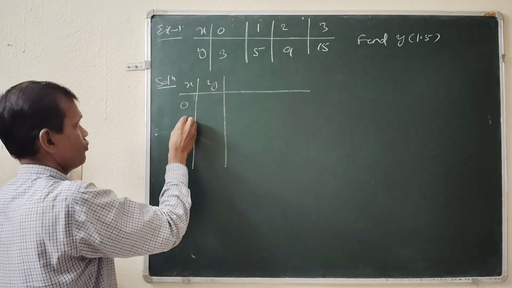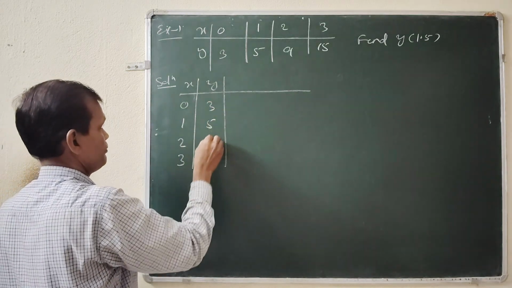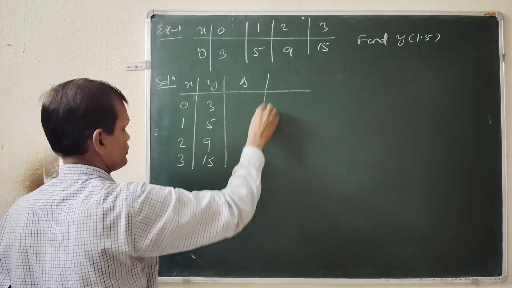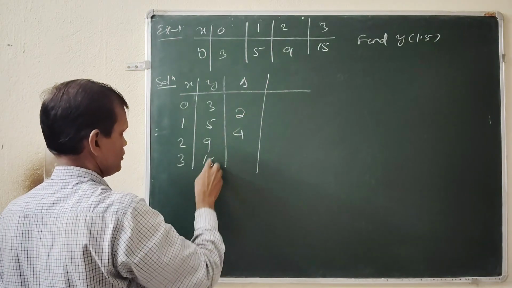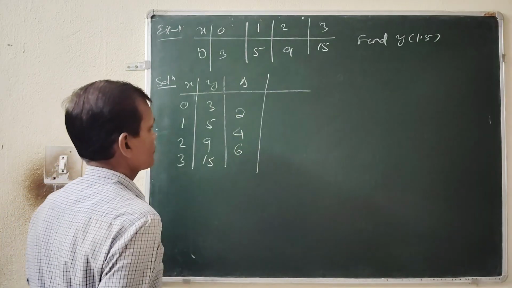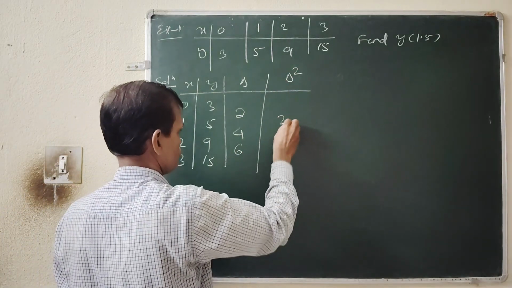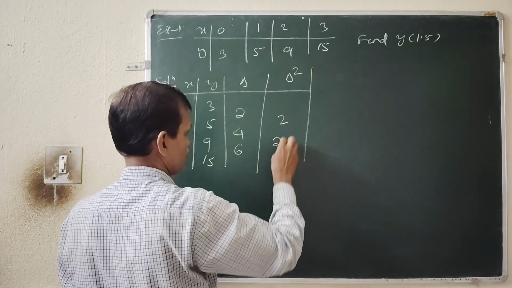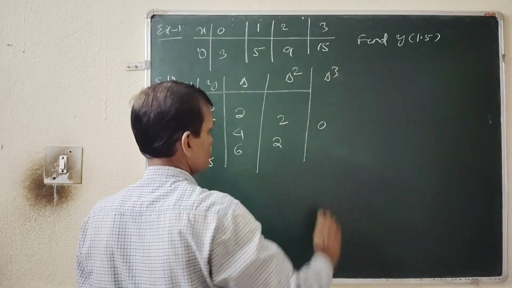So x is 0, 1, 2, 3, y is 3, 5, 9, 15, and the forward difference is 5 minus 3, that is 2, 9 minus 5, that is 4, 15 minus 9, that is 6. Then the second order difference, delta square, is 4 minus 2, that is 2, and 6 minus 4, that is 2. No need to go further, because even if you write delta cube, that will be 0.